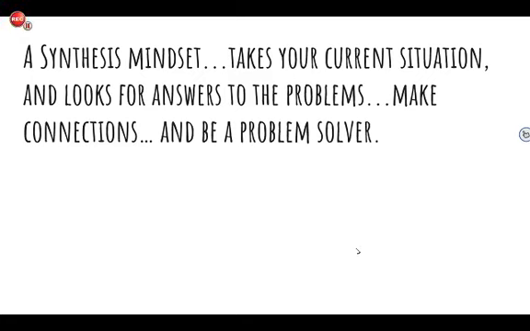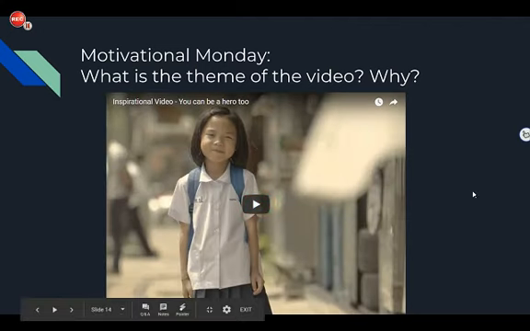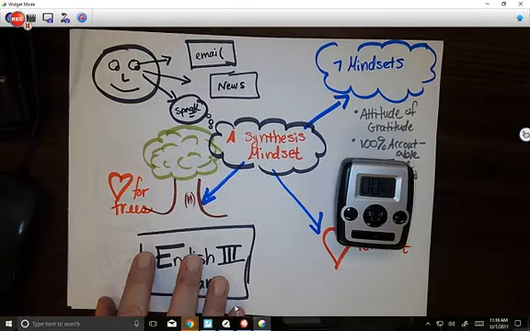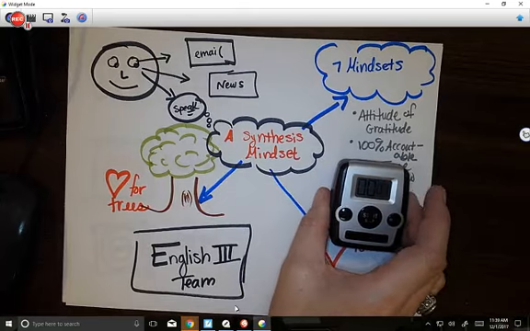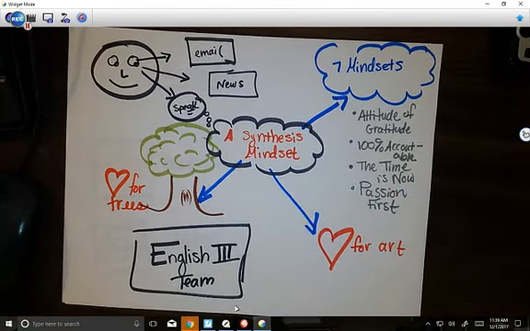So this takes you into a synthesis mindset where you have your current situation, look for answers to problems, make connections, and always try to be a problem solver. That is what the synthesis mindset entails. So whenever you think about, this is how I came up with some of the structure of my classroom.